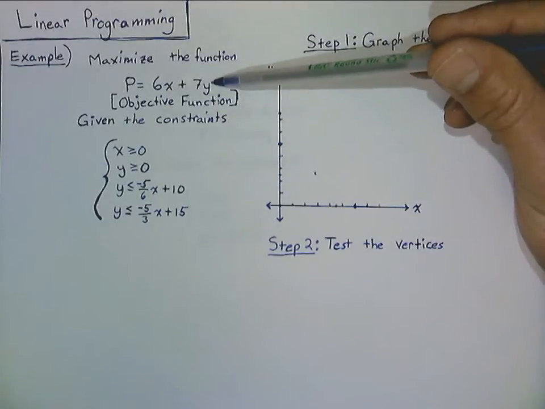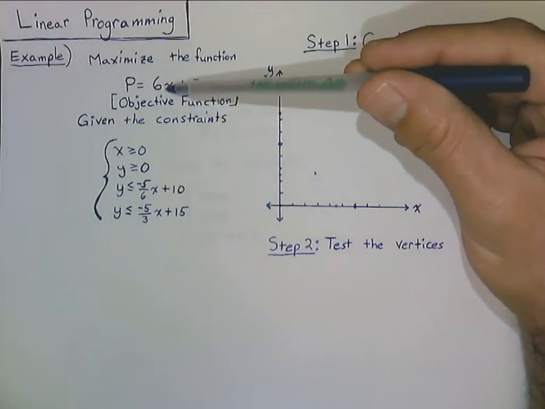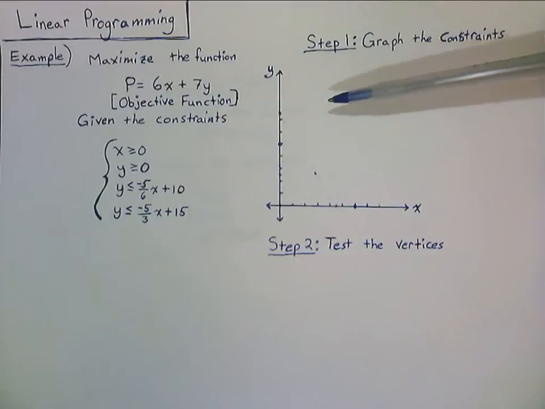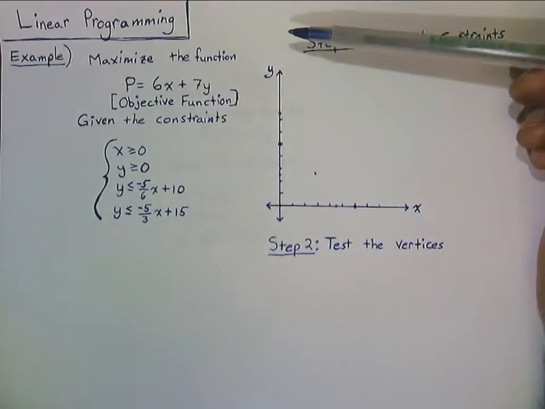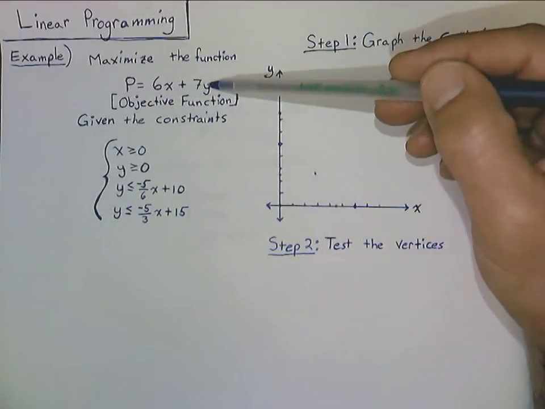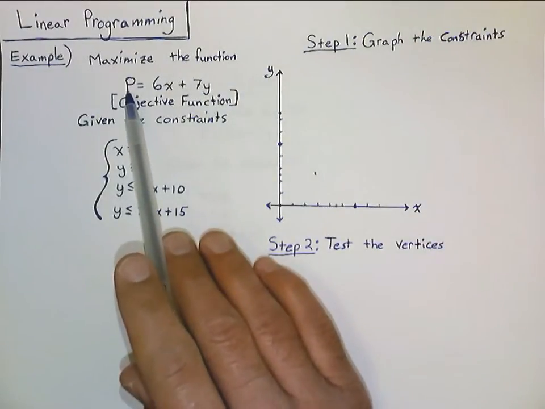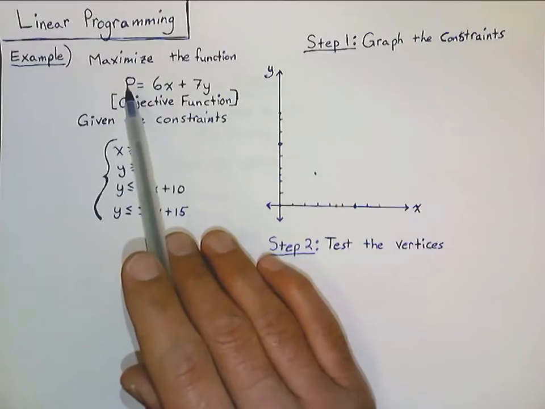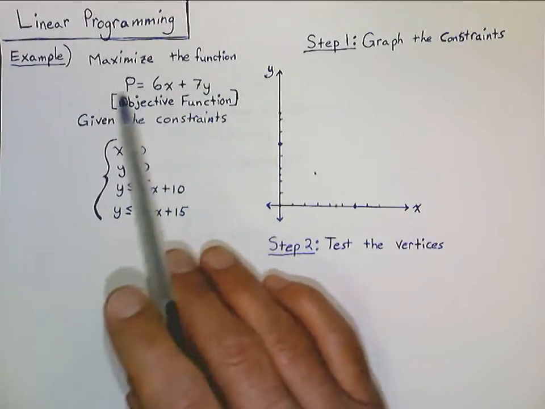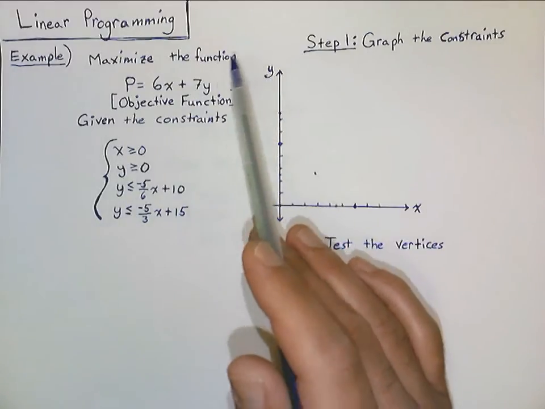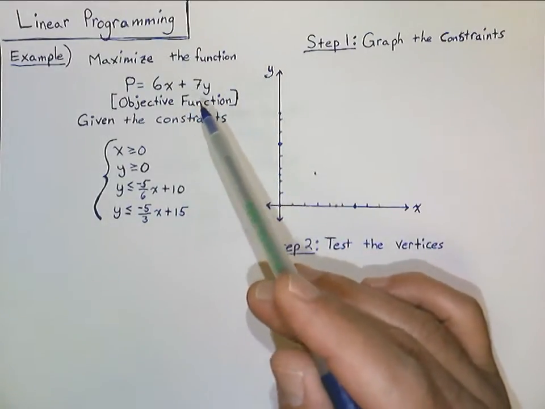So here's our objective function, p equals 6 times x plus 7 times y. You could use any letter you want for this third variable. Notice we have two variables here. The third one here is the dependent variable. It is dependent on these two independent variables. We're going to talk about this more in class and what the actual visual representation of this is.